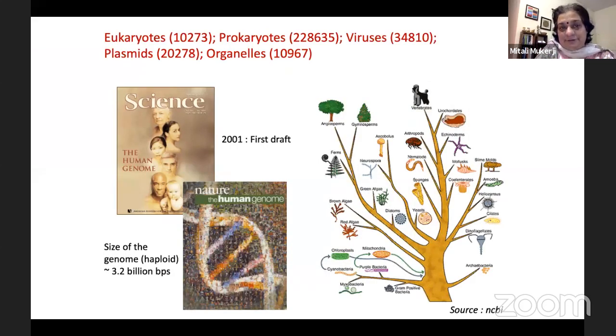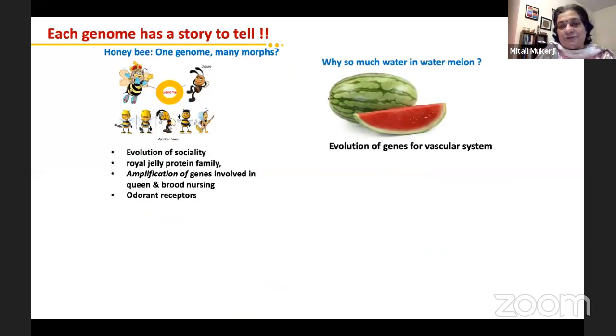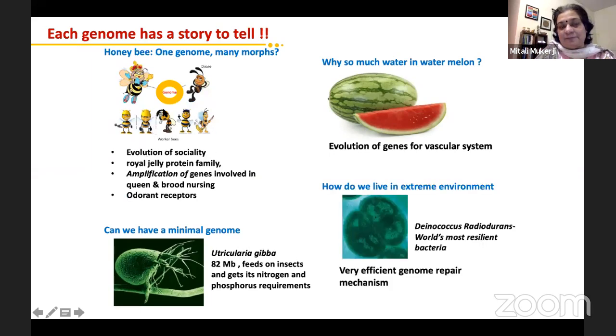So what happened during these years? Not only the human genome, lots of eukaryotes, prokaryotes, pretty much everything from the whole tree of life has started getting sequenced. And with each of these sequences, people are also getting to know different kinds of stories. Like I started with, they found what the components of royal jelly are, which genes are involved in forager bees. There are genes which increase the vasculature, which actually leads them to accumulate so much water.